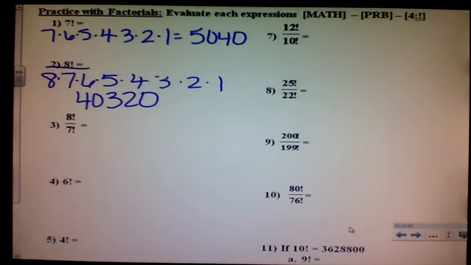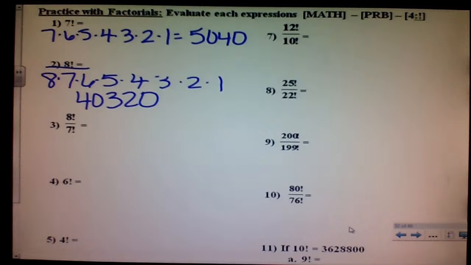So open up your calculators, hit 7. Then I want you to hit math. That's below your alpha button. Scroll over to PRB, which is your probability section. And if you look at 4, you have an exclamation point. If you select that and hit enter, that gives you 7 factorial.